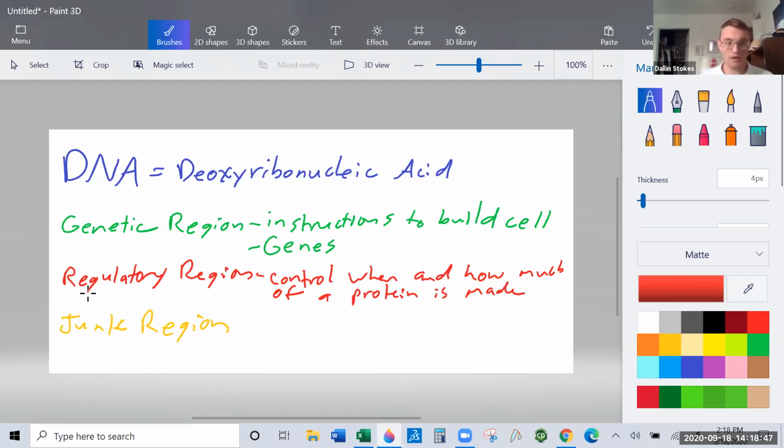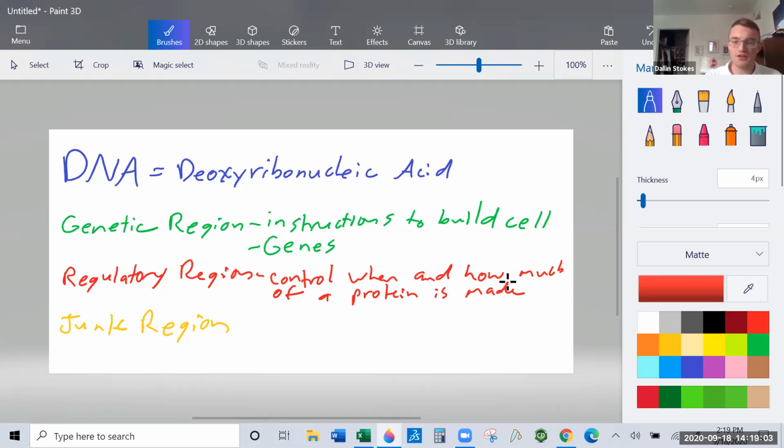That's their job. And we will learn more about the regulatory regions in week 11. So we will come back to that. These first few weeks, we're going to focus mainly on the genetic and junk regions, but we'll come back to the regulatory regions in week 11.